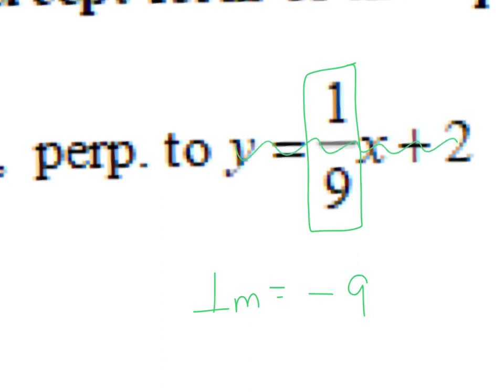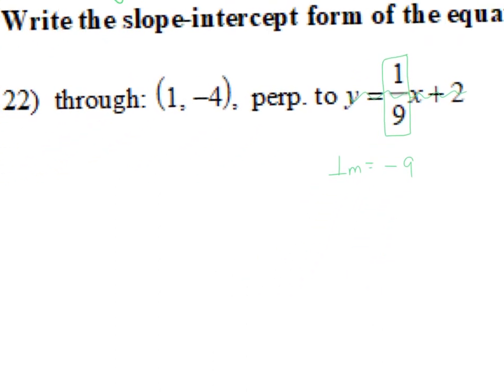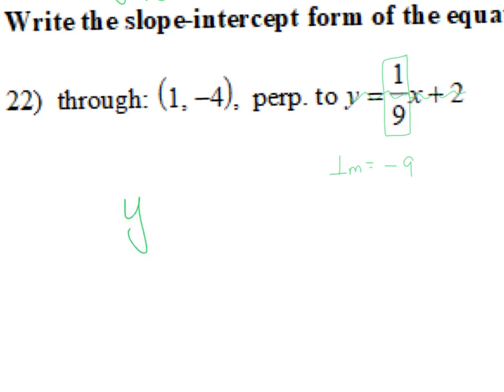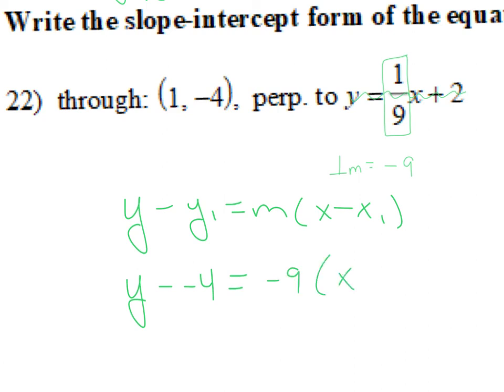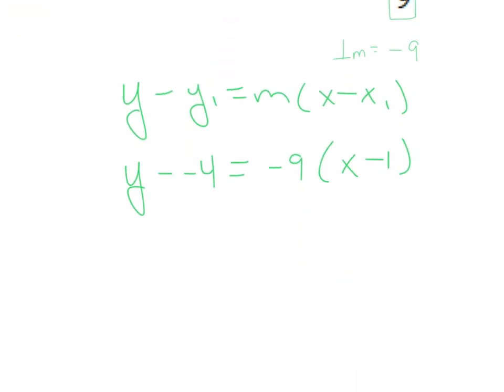Now, once you do that, remember, we're just throwing the rest of that out. So now you have a point and a slope. So again, start in your point-slope form. So I'm going to get y minus negative 4. My slope is negative 9, x minus 1.